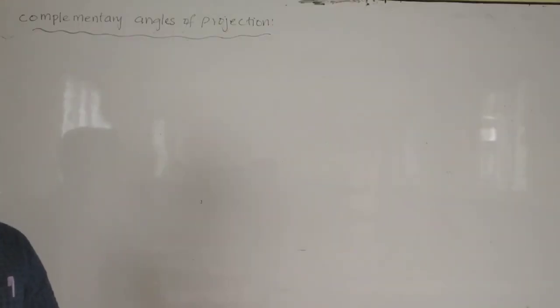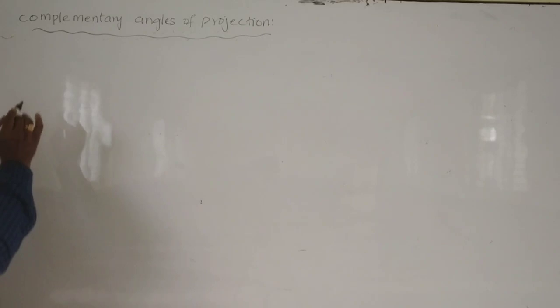Complementary angle of projection. So what is meant by complementary angle? It means both having the same range at two different angles are called complementary angles.